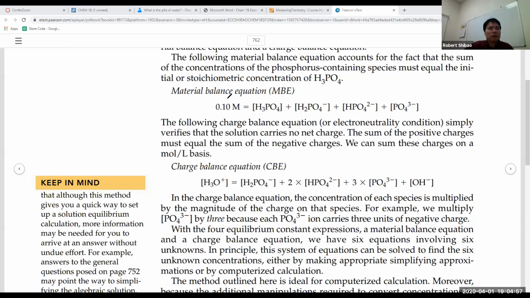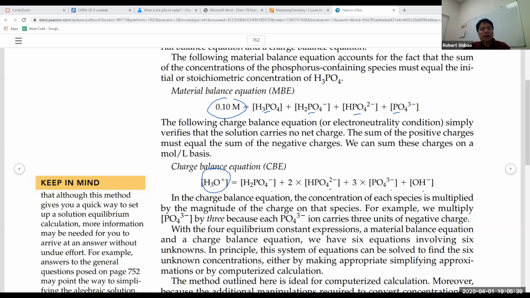And so the total phosphorus is going to end up in 4 species: 1, 2, 3, 4. The total positive charge is going to end up equaling the total negative charge. That's it. And then we can use these restrictions to solve a system of equations. So basically, with 4 equilibrium constant expressions, a material balance equation and a charge balance equation, we have 6 equations involving 6 unknowns. In principle, this system of equations can be solved to find the 6 unknown concentrations, either by making appropriate simplifying approximations or by computerized calculation.